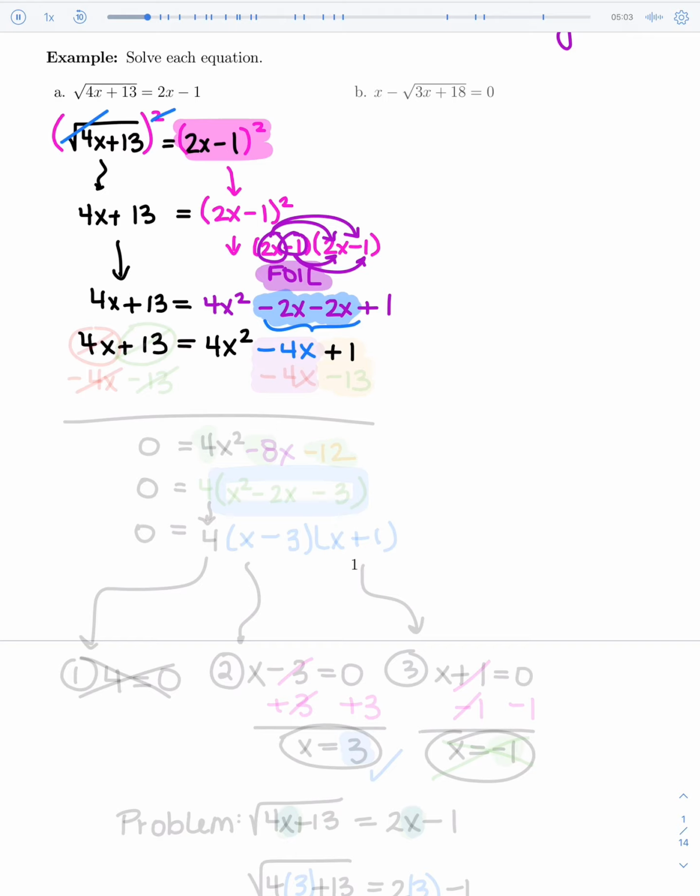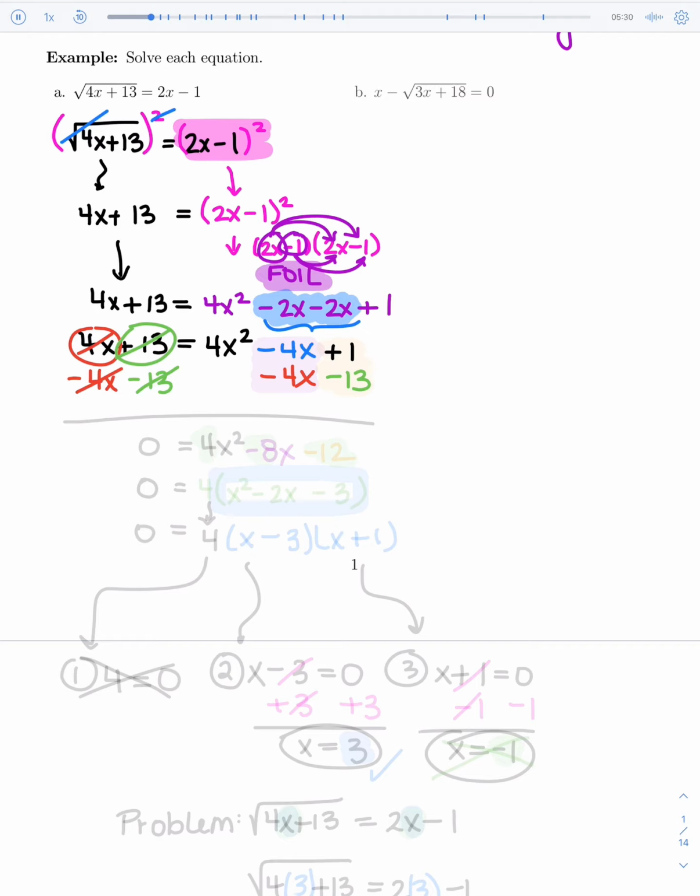Now the question becomes, how do we make this equal to 0? Well, we've got almost everything on the right-hand side, so let's get the rest of everything on the right-hand side. We'll move the 4x to the right by subtracting a 4x from both sides. That will move it. Then we also have a 13 over here on the left-hand side. We'll move that to the right by subtracting a 13 from both sides.